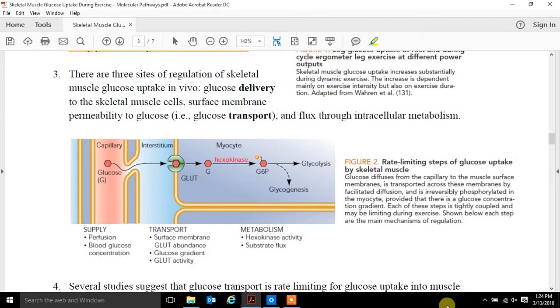We also have to deal with the transport, so the membrane transfer. So this would be surface membrane permeability. That's the transport, so we've got to have the GLUT4 transporters. If we increase the density of those within a cell membrane, we're going to increase the transport. And then we have to have flux through the intracellular metabolism, so we've got our metabolism side. So these are the 3 potential sites of limitation for glucose uptake during exercise.